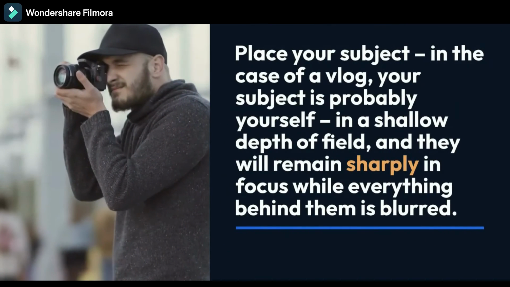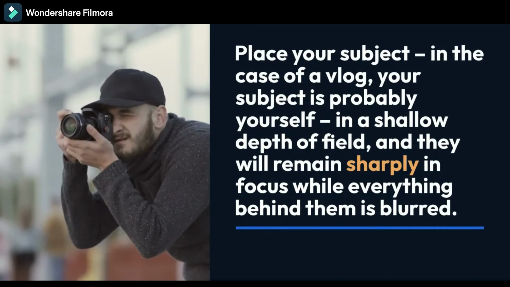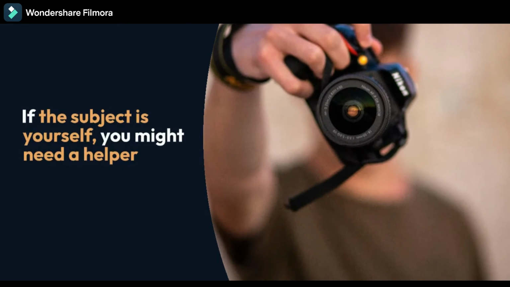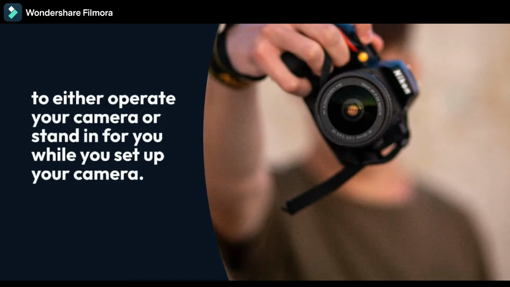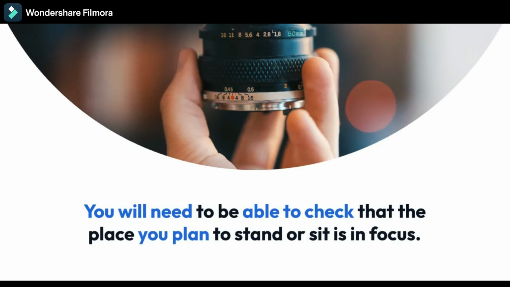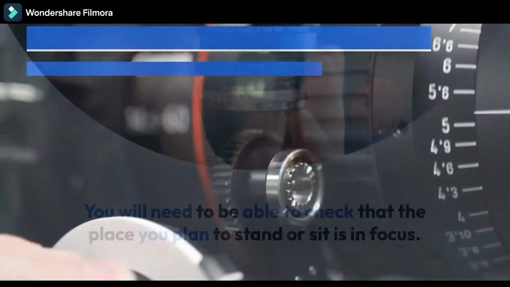Place your subject. In the case of a vlog, your subject is probably yourself. In a shallow depth of field, they will remain sharply in focus while everything behind them is blurred. If the subject is yourself, you might need a helper to either operate your camera or stand in for you while you set up your camera. You will need to be able to check that the place you plan to stand or sit is in focus.